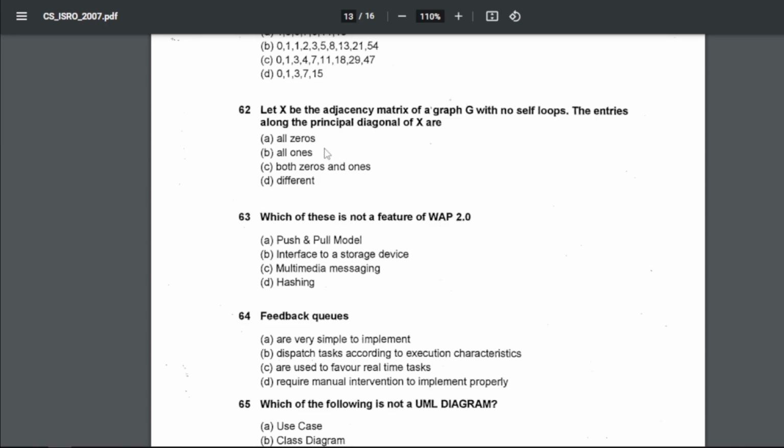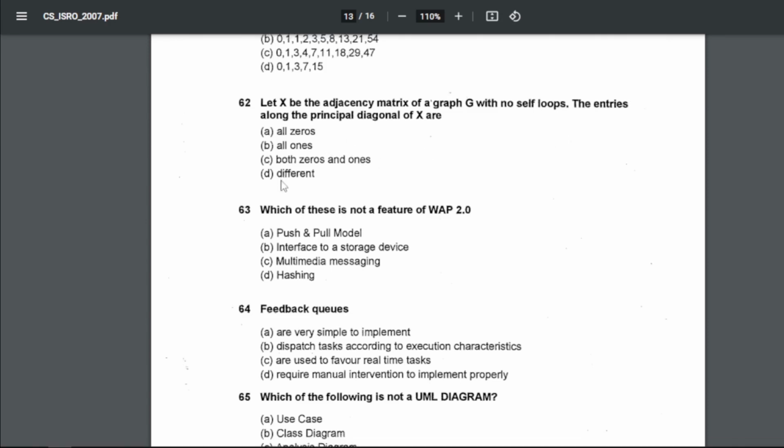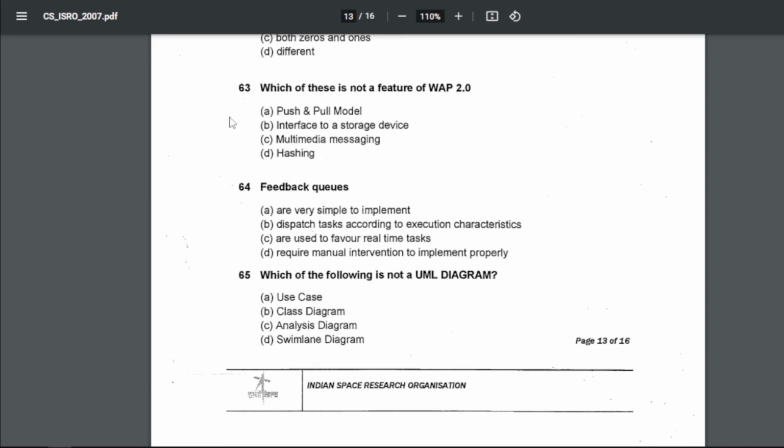The entries along the principal diagonal of X are all zeros, right? Now 63: which of these is not a feature of WAP 2.0? For this our answer will be hashing.